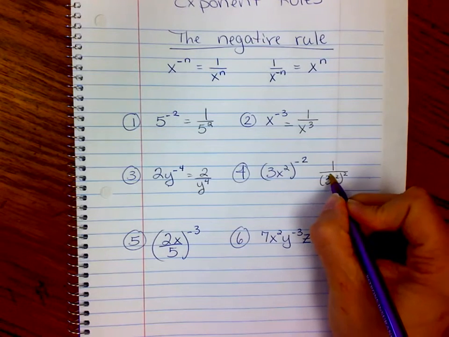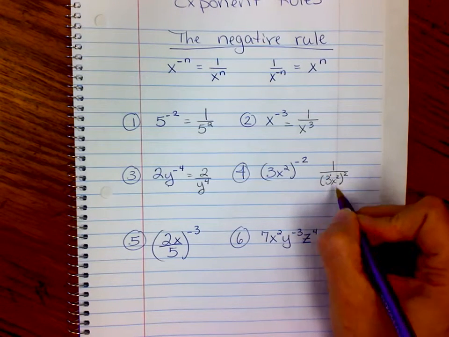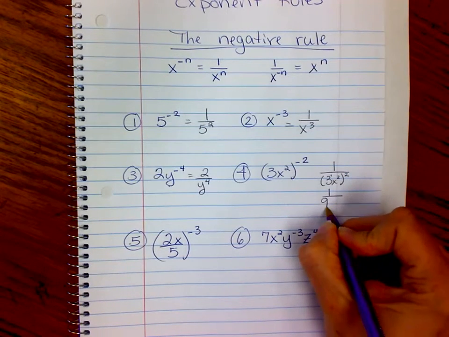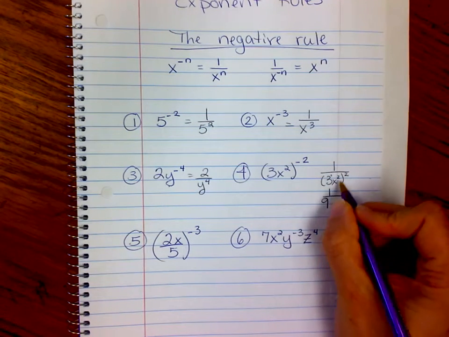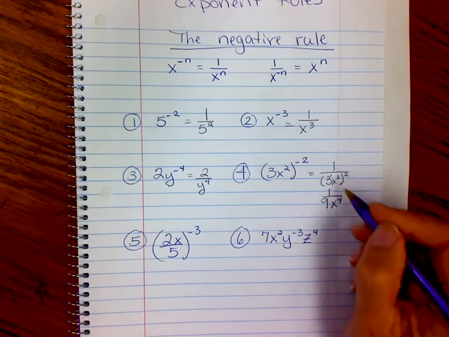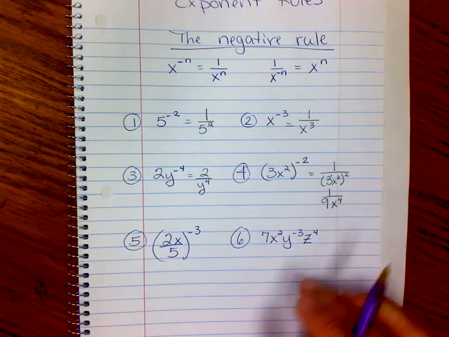But our power rule tells us to multiply the exponent. So since there's a 1 there, I know that would be 1 times 2. So 3 squared, which is 9. And x squared, squared, I multiply 2 times 2, and I get x to the 4th. So my answer here is 1 over 9x to the 4th.